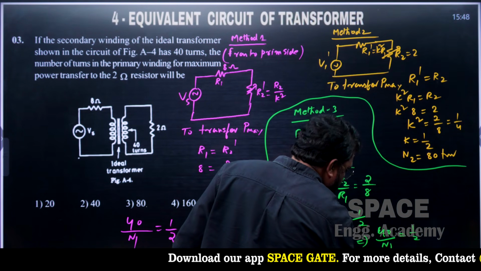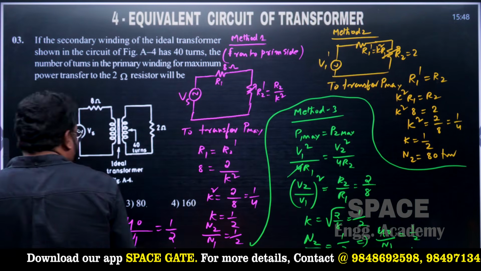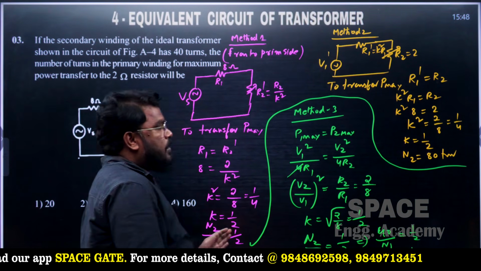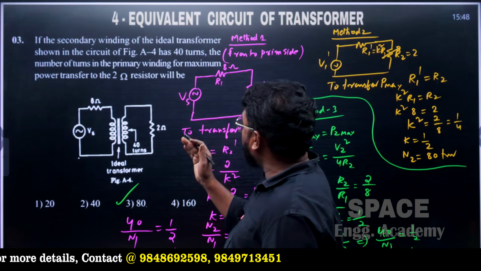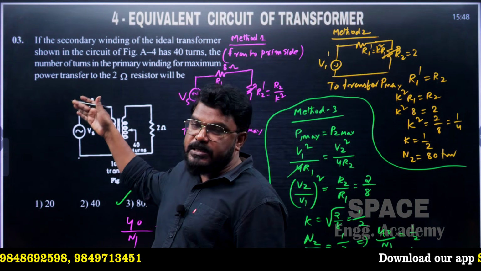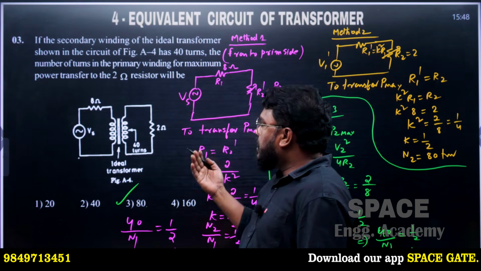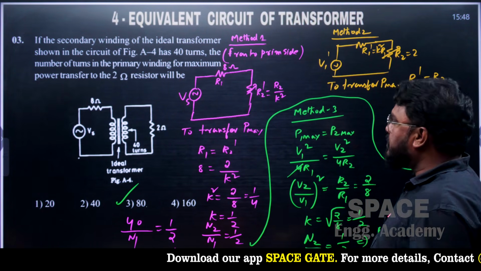So N1 is equal to 80 turns. In this way, in 3 methods, this problem can be solved by transferring the secondary resistance from secondary to primary side. This is the one method. By transferring the primary resistance from primary side to the secondary side, and by using the maximum power transfer theorem also, we can answer this type of question.